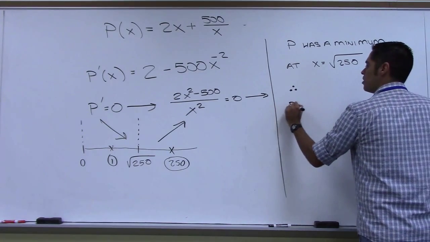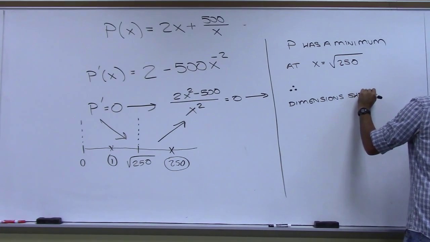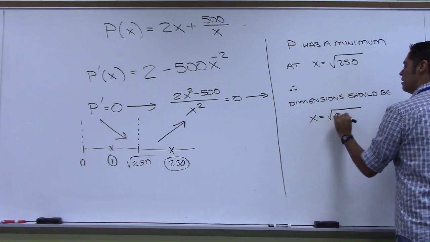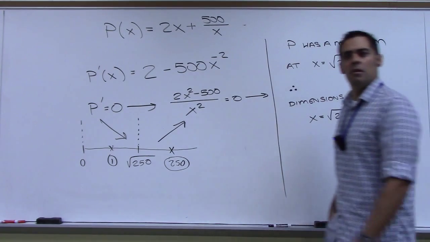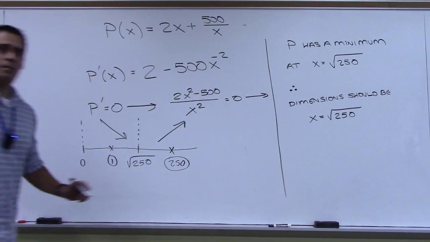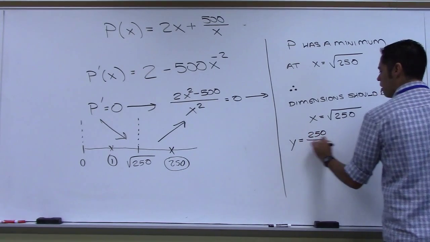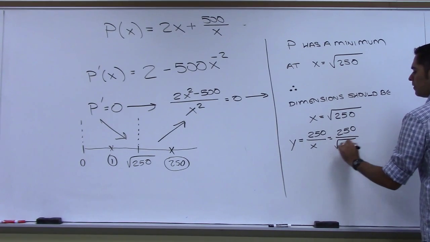Therefore, the dimensions should be x is equal to root 250, and then we have to find the y dimension. Do you remember how we defined y, though? Go back to our constraint. Remember when you had the constraint and I said solve it for y? And we said y was 250 over x, wasn't it? So y must be 250 over x, but that's 250 over what we just said, root 250.